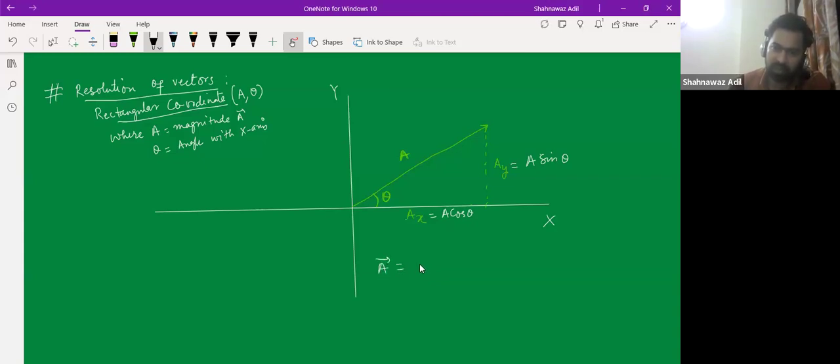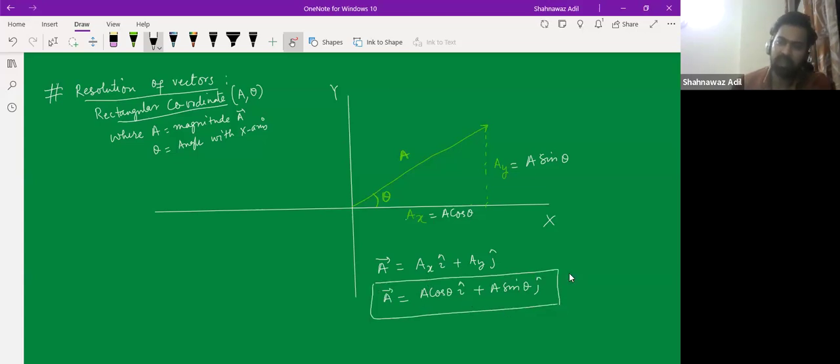So what are the Cartesian coordinates? This is AX i and AY j. But I know AX and AY in terms of A and theta. AX is A cos theta, i hat, and AY is A sine theta, j hat. So this is vector A, and I can write any vector using this idea. This is called resolution of vectors.